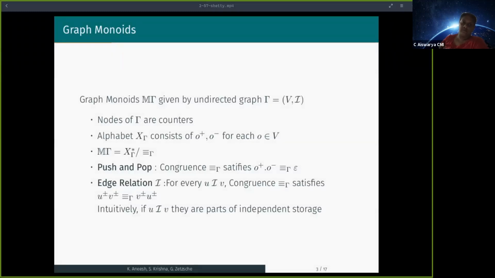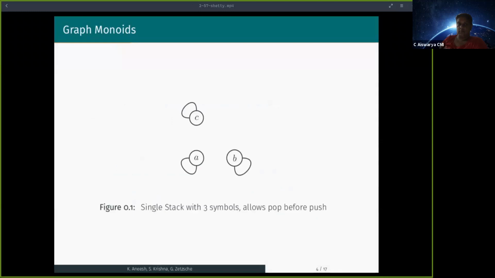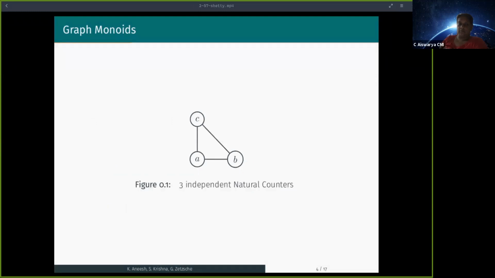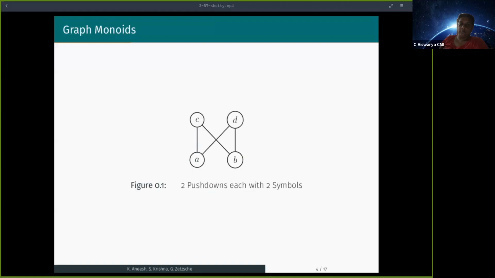Now we give some examples of storage mechanisms. This is a single pushdown with three symbols. Since none of the symbols can commute with each other, the accepted word will be perfectly parenthesized. This again is a single pushdown, but with the additional property that a pop followed by a push can now be cancelled. Here, all three symbols are pairwise independent, so these are three independent counters. Since a pop before push won't be reduced, these are natural number counters. These are three independent integer counters.